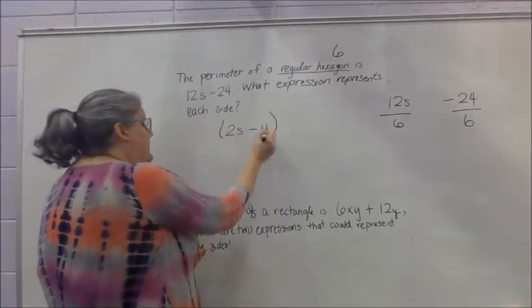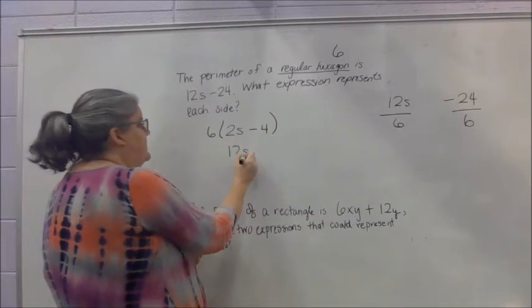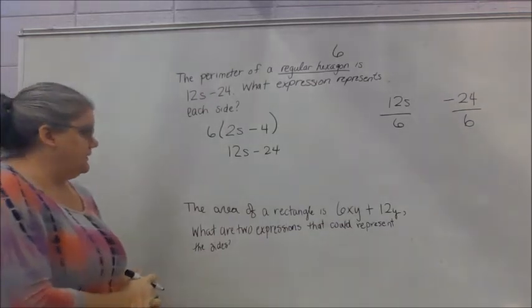Now you could, again, go back and redistribute so that you make sure you get the 12s minus 24, and again, you could use Graspable Math for that.